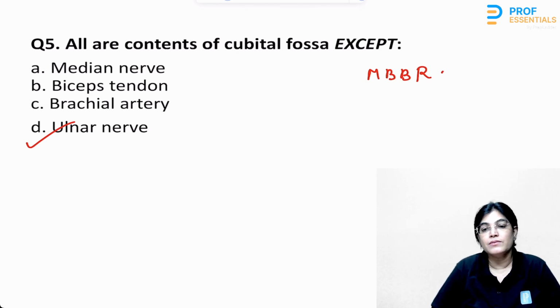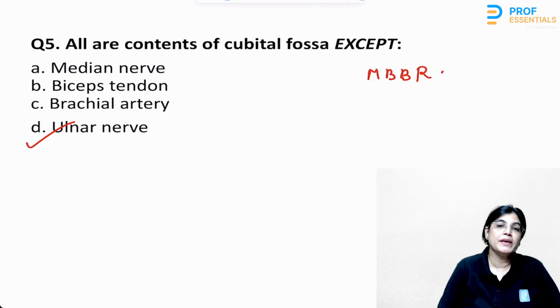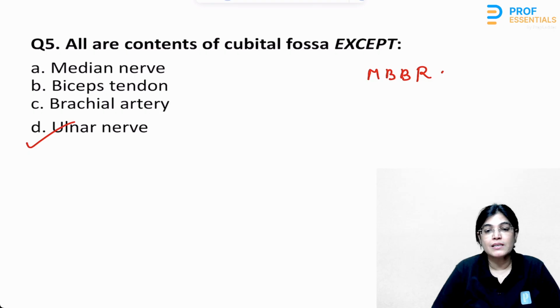The two muscles forming the floor of the cubital fossa are the brachialis muscle above and the supinator muscle lower down. So this is very important, that you should know the roof, floor and the content. Just now I told you MBBR, the content from medial to lateral: median nerve, brachial artery, biceps tendon and radial nerve. I have also discussed the branches of the brachial artery and profunda brachii artery.